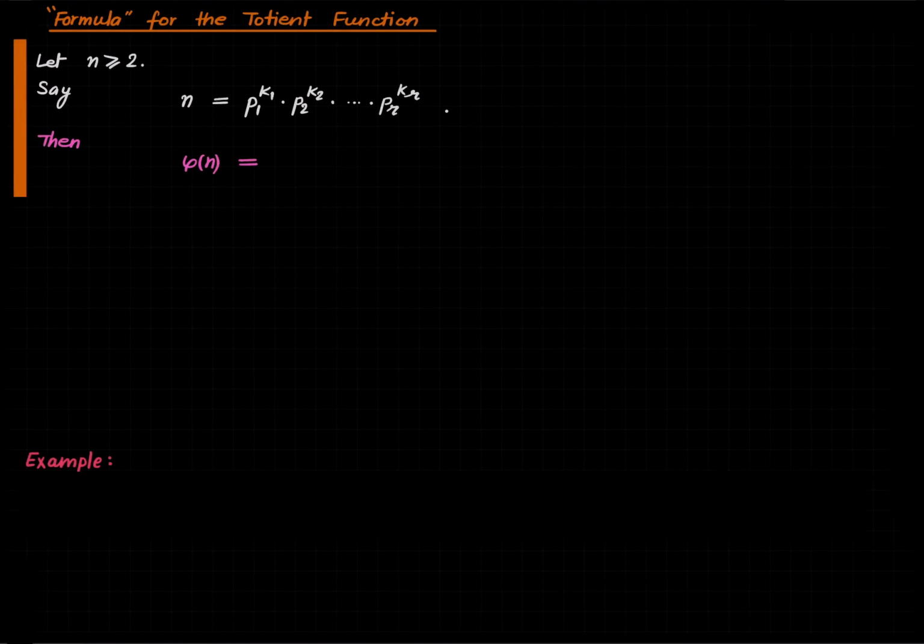So here is the general theorem. You pick any natural number at least 2, so that you can write it as the product of prime powers. Then phi of n would be phi of p1 to the power k1. So yeah, these are distinct primes. So this is the prime factorization of n. These are distinct primes. I haven't written it, but they are. Okay, so this times the dot dot dot phi of pr to the power kr, right?